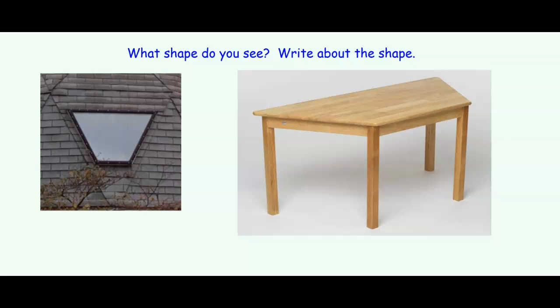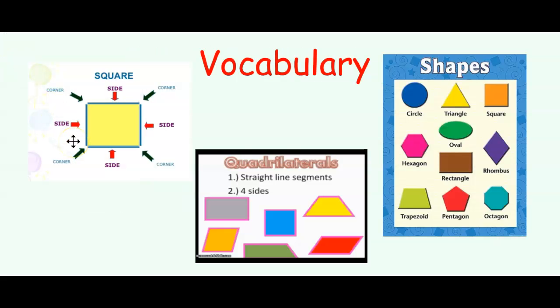You should have written that a trapezoid has 4 sides and 4 angles or corners, and it is also called a quadrilateral. Great job, boys and girls. Let's review what we've learned today. We've learned that shapes have sides, and most shapes have corners or angles. We've learned that quadrilaterals are shapes with 4 straight sides, they're not curved, and 4 angles.